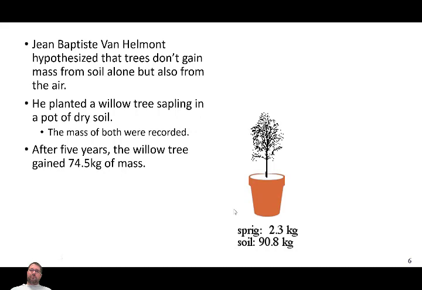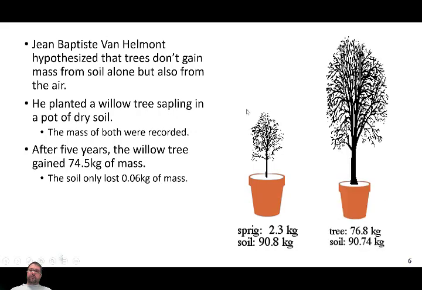So the experiment took 5 years. The willow tree's mass gained 74.5 kilograms. But the soil only lost 0.06 kilograms of mass. So here this tree grew. It gained 74 kilograms. The soil weighs almost identical to what it did 5 years previously.